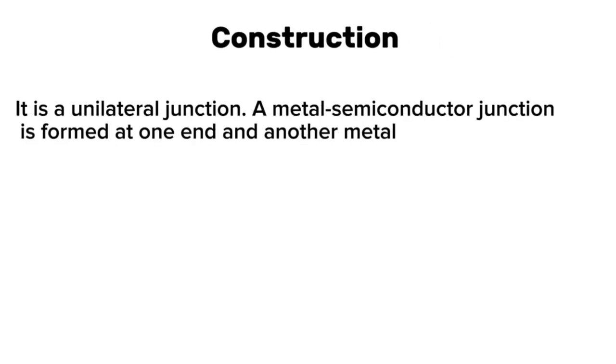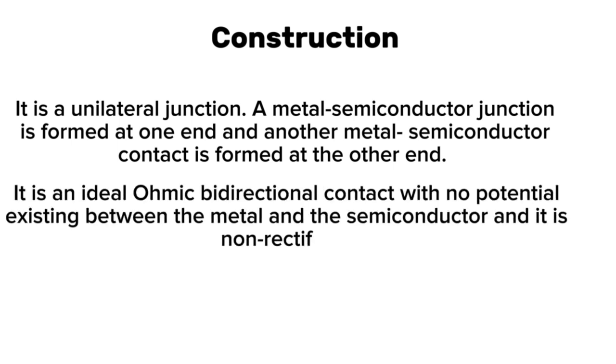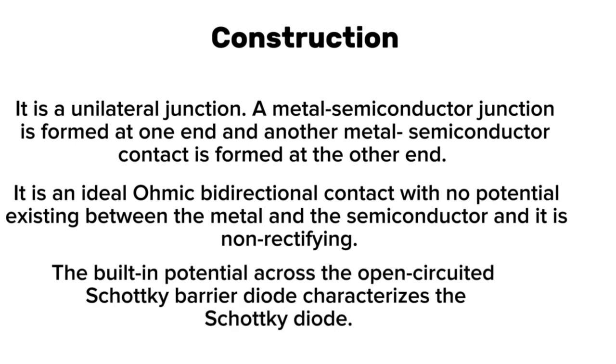It is a unilateral junction. A metal semiconductor junction is formed at one end and another metal semiconductor contact is formed at the other end. It is an ideal ohmic bidirectional contact with no potential existing between the metal and the semiconductor, and it is non-rectifying. The built-in potential across the open-circuited Schottky barrier diode characterizes the Schottky diode.